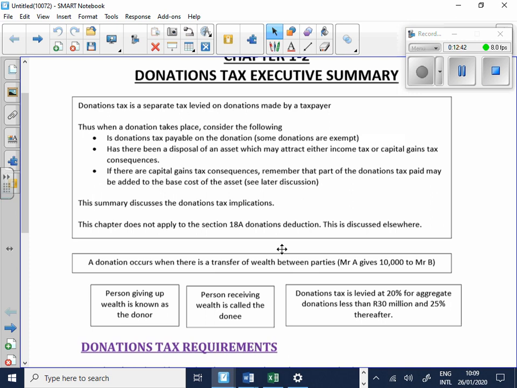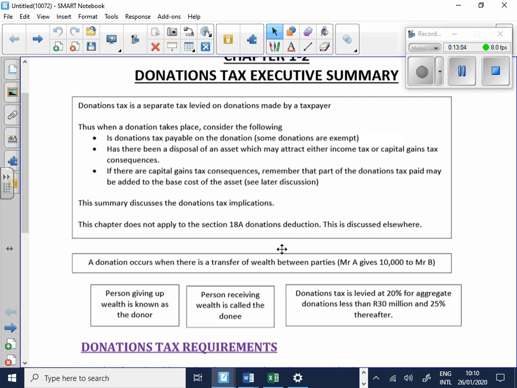Is that all right? So that's there. Okay, so I've got, thus, when a donation takes place, consider the following. Now, guys, remember, you're going to be learning off this one for your exams. This is what I want you to take out and use to prepare for your exams. You're going to sit there and say, I've got 3 days to prepare for tax. I'm going to spend half an hour on donations tax just to remind myself what's in the syllabus.